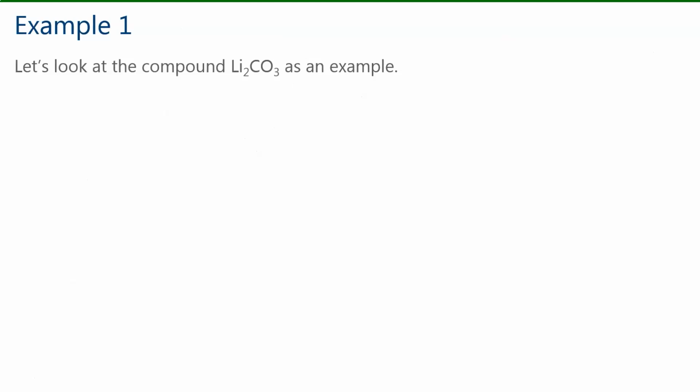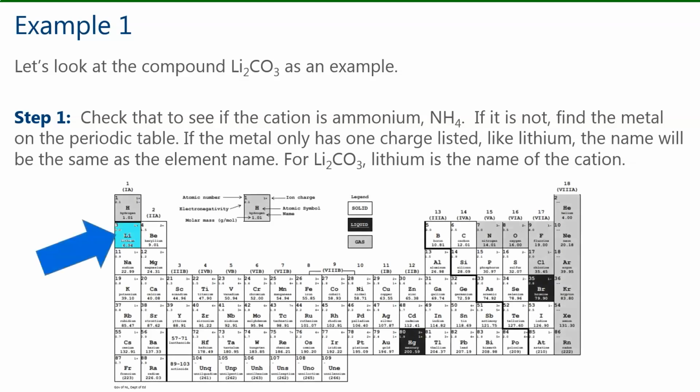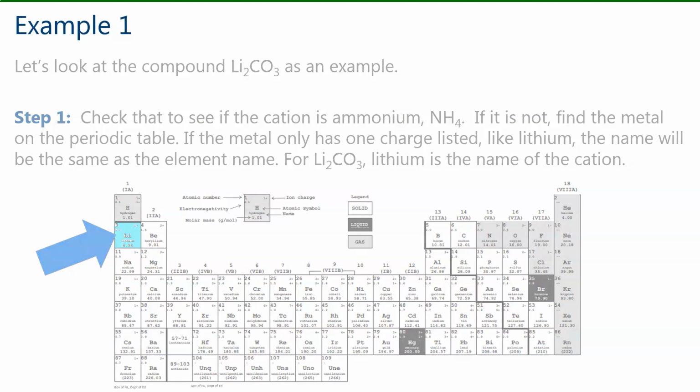Let's look at another example. The first thing we'll do when we're presented with an ionic compound containing a polyatomic ion is to check to see if the cation is ammonium, NH4+. If it's not, we're going to find the metal on the periodic table. If the metal only has one charge listed, like lithium in this case does, the name will be the same as the element name. For example, for Li2CO3, lithium is the name of the cation.